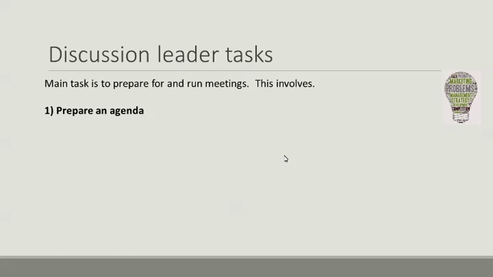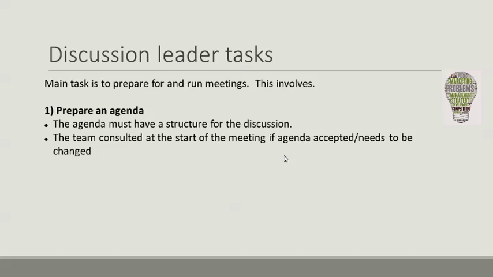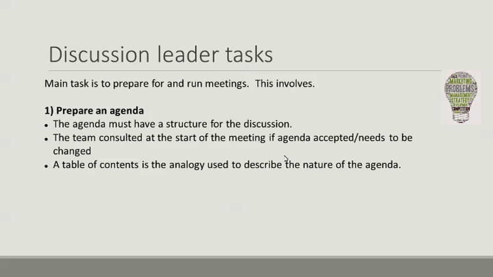This involves preparing an agenda. The agenda must have a structure for the discussion. The team should be consulted at the start of the meeting to see if the agenda is accepted or needs to be changed. A table of contents is the analogy used to describe the nature of the agenda.